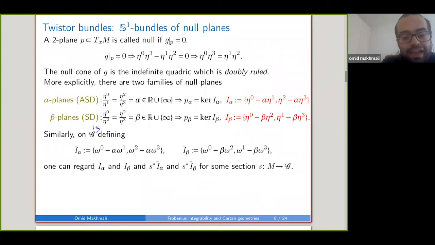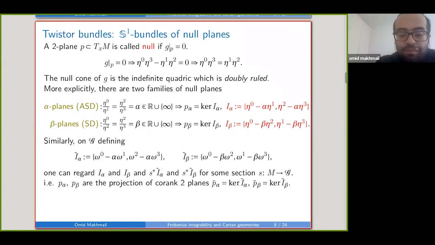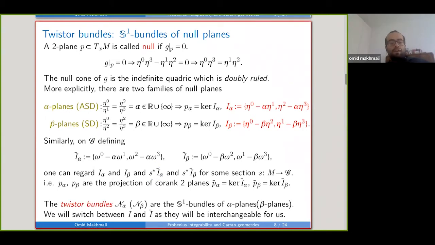if given I alpha, the alpha planes defined by this is the same as the projection of an alpha plane defined this way when one projects it by the projection from G to M. And okay, so this viewpoint will be used later on for us.